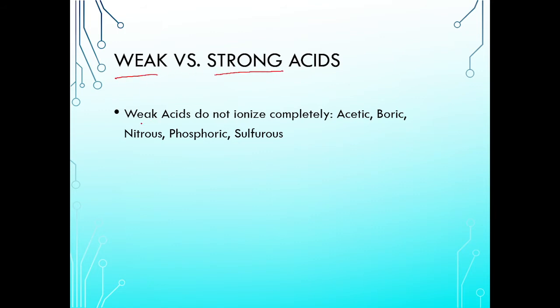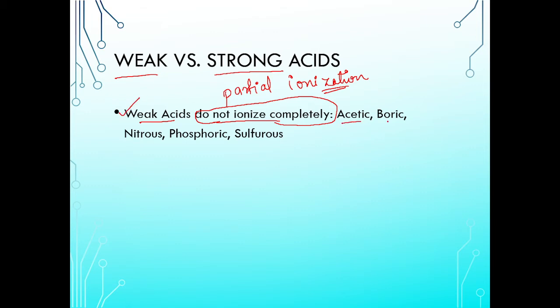Firstly, we have seen that weak acids are those which do not ionize completely. You have to remember this. That is, partial ionization is occurring. Partial ionization. Okay? So due to this partial ionization, we can say an acid to be a weak acid. So there are n number of examples. We have written here a few of them.